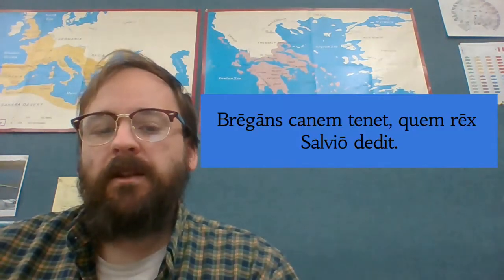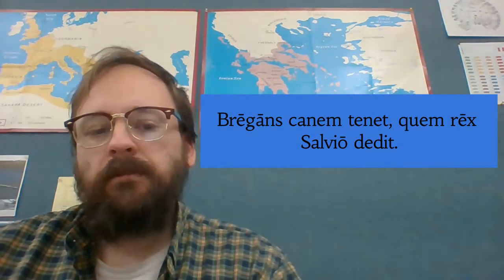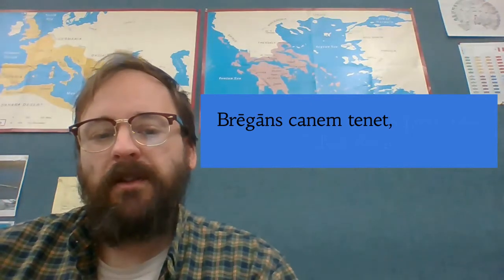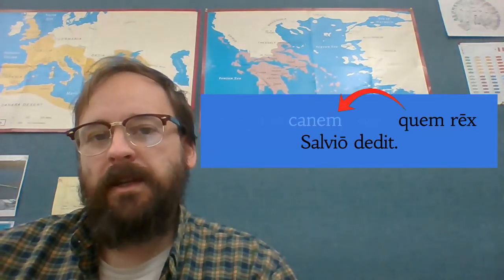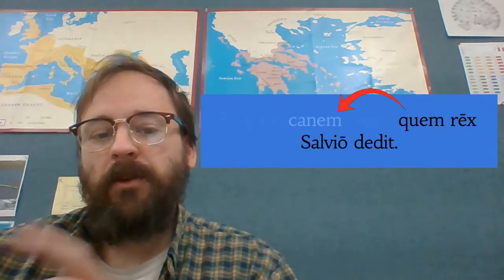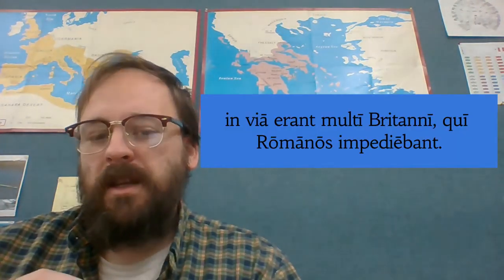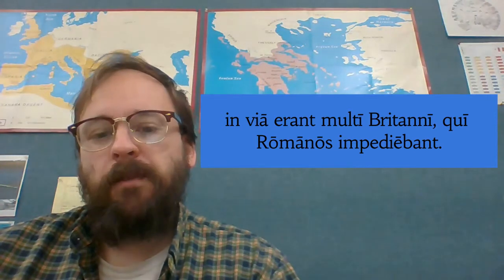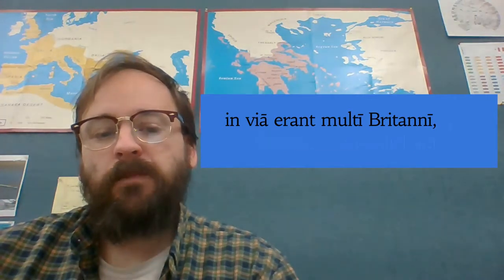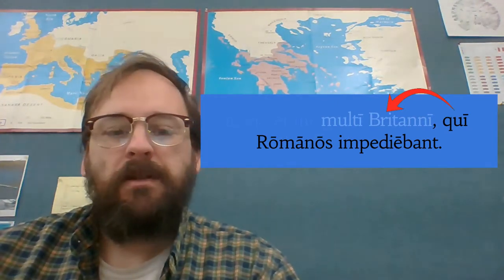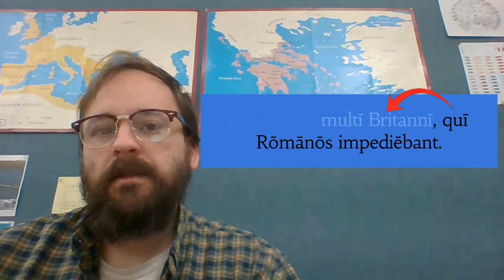Bregenz canum tenet, quem rex salvio dedit. Still, Bregenz canum tenet is my main idea. He's holding the dog. Quem rex salvio dedit is my subordinate clause. It's giving us more information about the dog. In via erant multi Britanni, qui Romanos impediebant. In via erant multi Britanni is my main idea. Qui Romanos impediebant is my subordinate clause. It's giving us more information about the Brits.